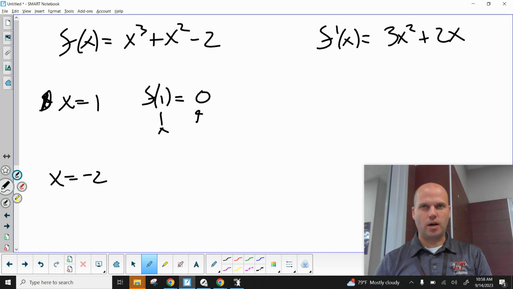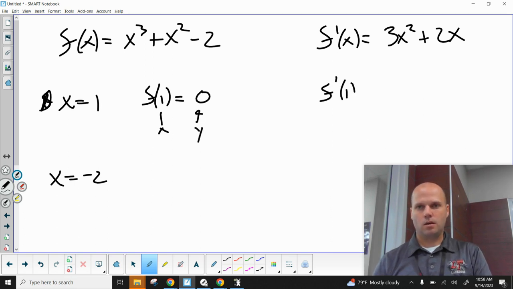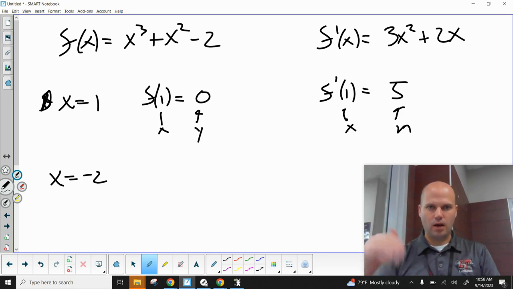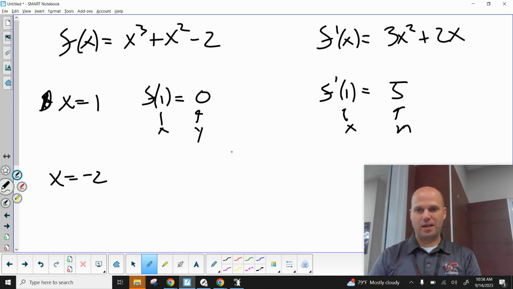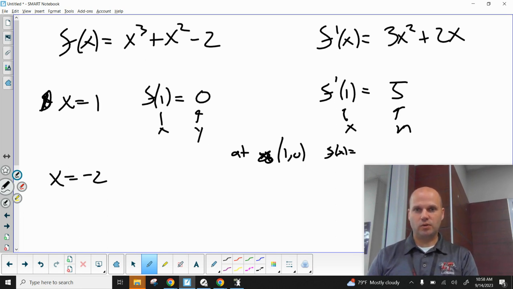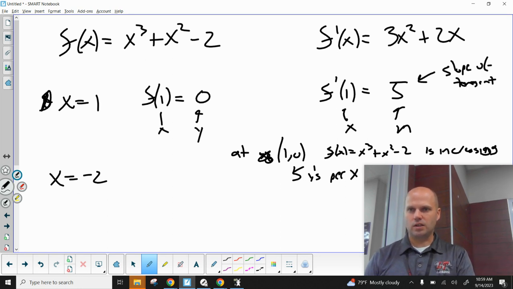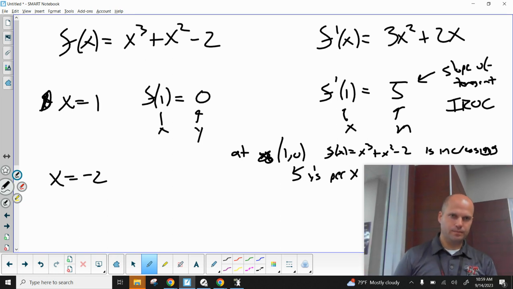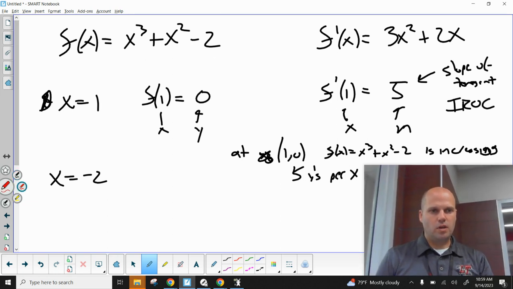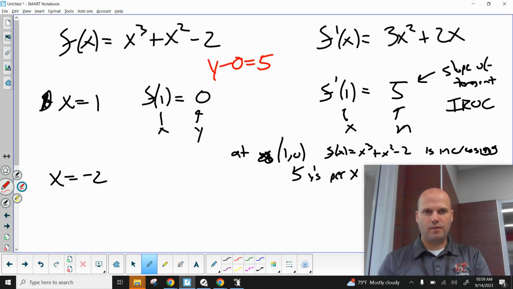0, that's an x, that's a y. That's an x. That's the m of f. That is the slope of f at 1, 0. I'm going to write the statement. I'm not even going to write the equation. At 1, 0, f of x, which equals x cubed plus x squared minus 2, is increasing 5 y's per x. This is the slope of the tangent. This is the instantaneous rate of change. That's the derivative. The equation would be y minus 0 equals 5 times x minus 1.